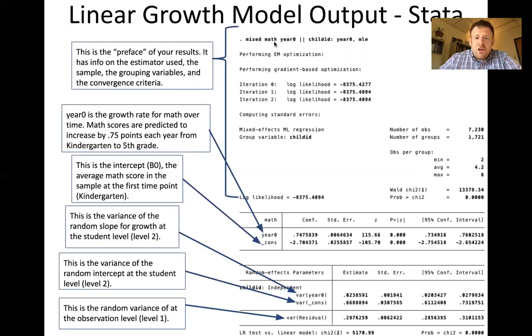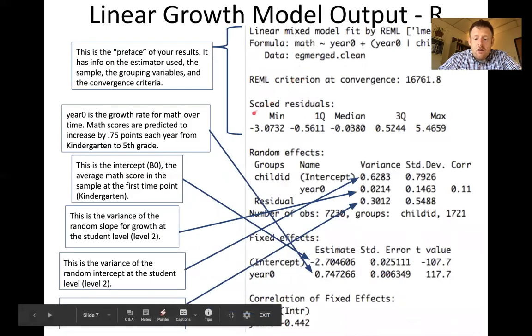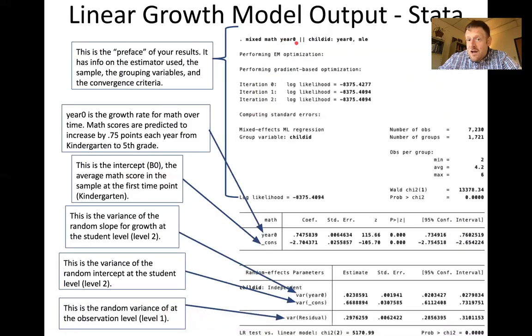We fit a multi-level model here with math as the outcome and this predictor year 0 as our, let me pop back, year 0 is our measure of time. And we have child ID as the nesting variable. So we have observations nested within child ID. And we've included over here a random slope for year 0. So we've included a random intercept and a random slope. This is the preface again. This tells us a little bit about our data structure, about the type of estimator we used, and the likelihood information. And then here is our estimate for growth. It's the estimate for the variable year 0. And what this means, it's 0.75, and it's highly significant.